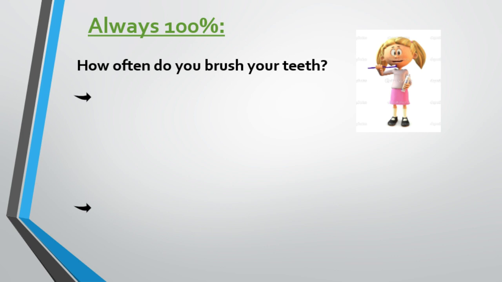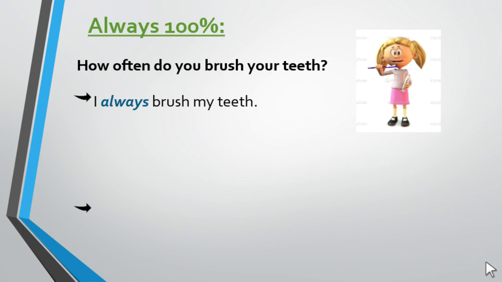Very good. So here we're going to put the adverb of frequency between the subject and the verb. So I say I always brush my teeth. And there we go. You see? Subject is I, brush is the verb, and I say always. I always brush my teeth.